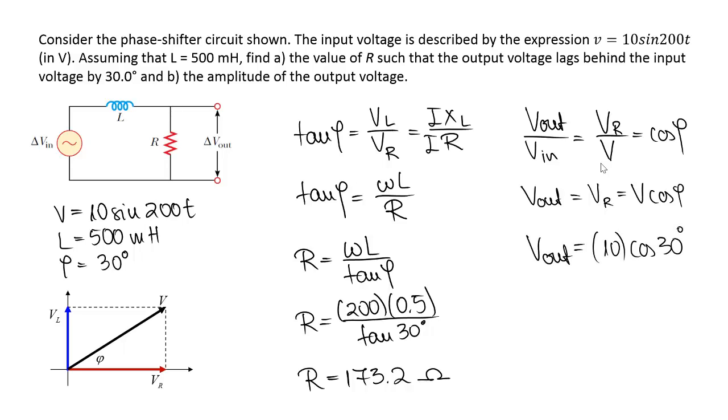Maximum voltage across the source is 10 volts, and the phi angle is 30 degrees, so the maximum voltage that can be collected across the resistor is 8.66 volts.